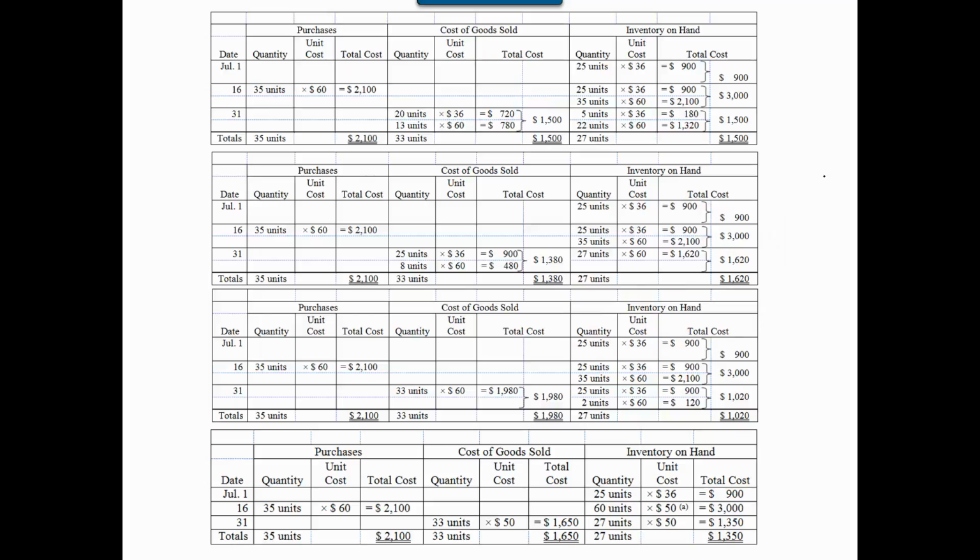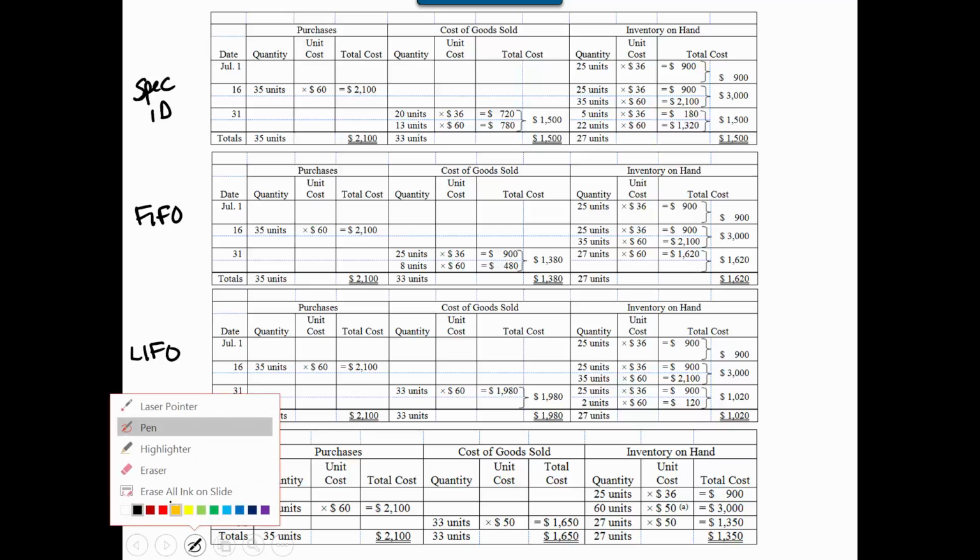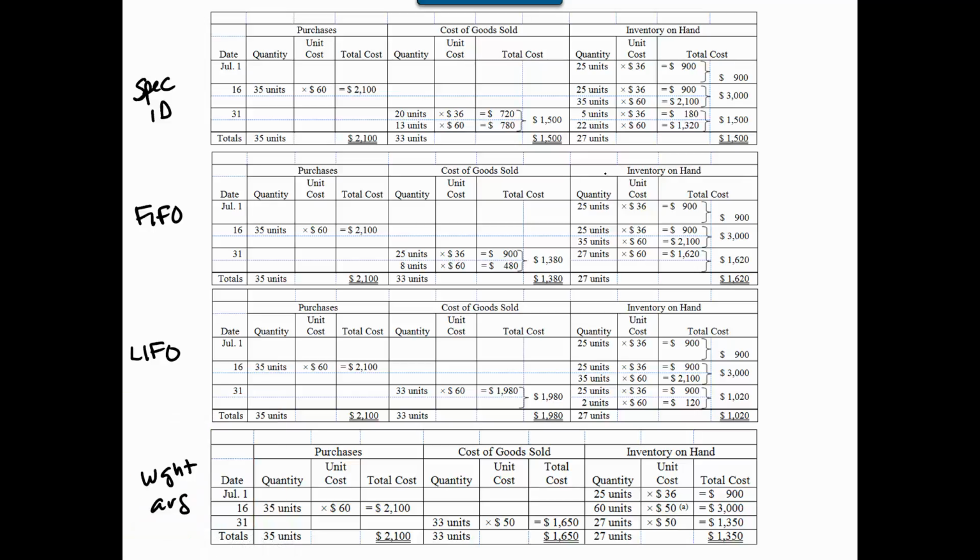So this is a summary of the demo problems that we did. This one was the specific identification. This one was the FIFO. This one was the LIFO. And this was the weighted average. And so if we look at these, we can see the same thing. So cost of goods sold was $13.80 for FIFO, up to $19.80 for LIFO, and somewhere in the middle here for weighted average.